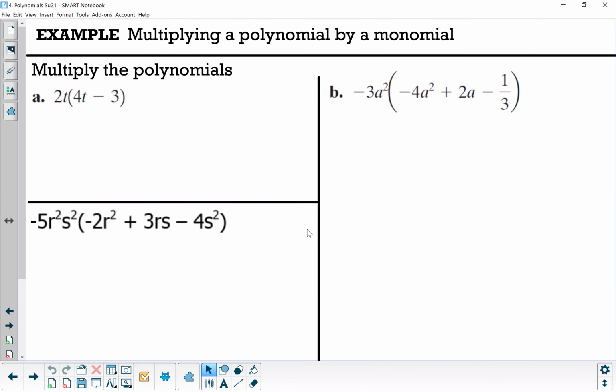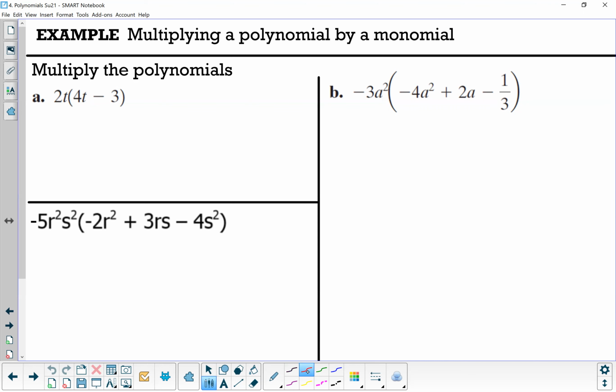All right, so we are looking at multiplying polynomials, and we're going to start with a problem that may look familiar with the work that we did previously with distributing. So we have here 2t being multiplied to, in parentheses, 4t minus 3, close parentheses. And we see that we're distributing the 2t over subtraction. That's how we know it's distributing, because it's multiplication over addition or subtraction.